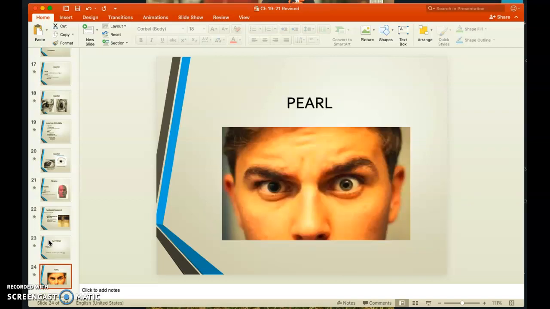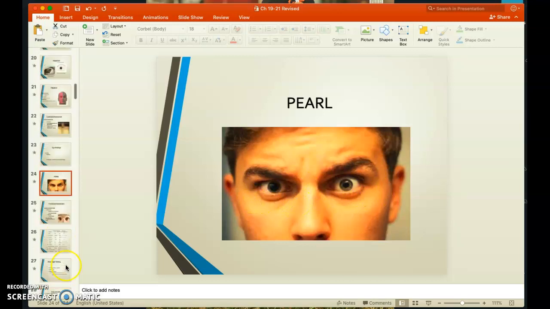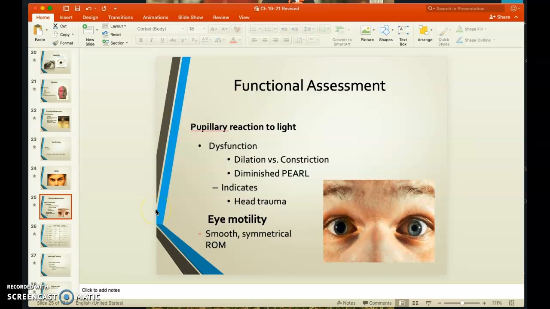PERRL stands for pupils equal and responsive to light. So there we can see one eye compared to the other eye. An example of this would be the anisocoria, or the uneven pupils. When we see that, it typically indicates head trauma. So that uneven pupil response, a change in PERRL, can indicate head trauma, so think concussion. We'll talk about that in chapter 21. And then when we look at the eyes, they should be smooth, they should be symmetrical. I've got a couple videos about nystagmus on Moodle. You can see that's really just a jumping or a stuttering of the eye.